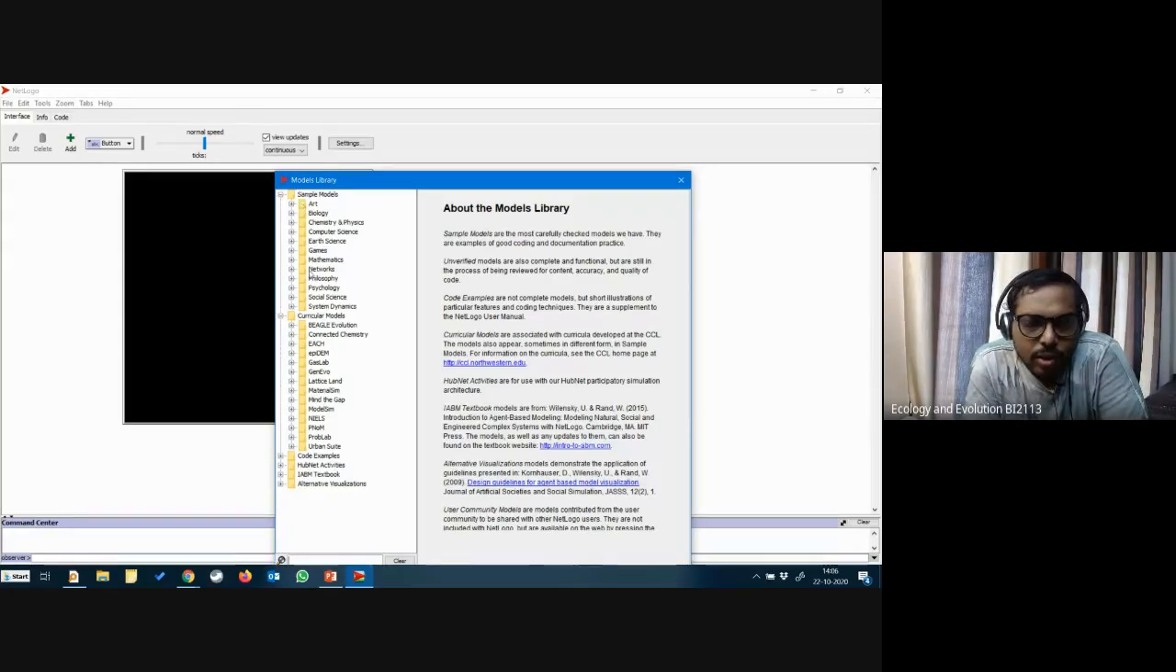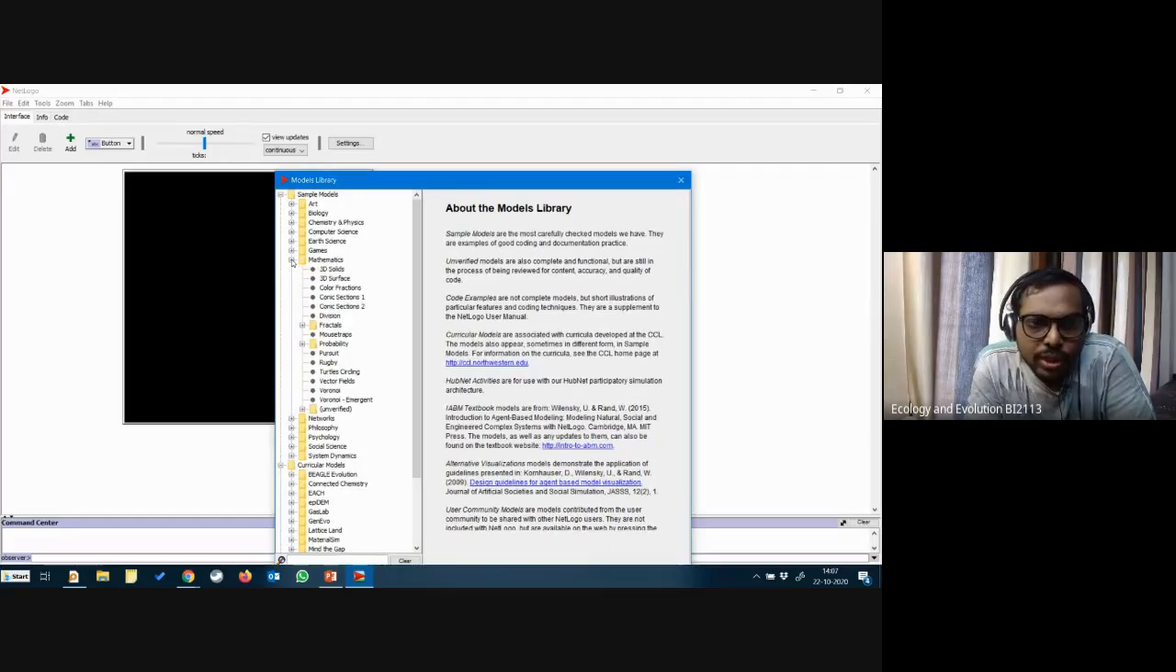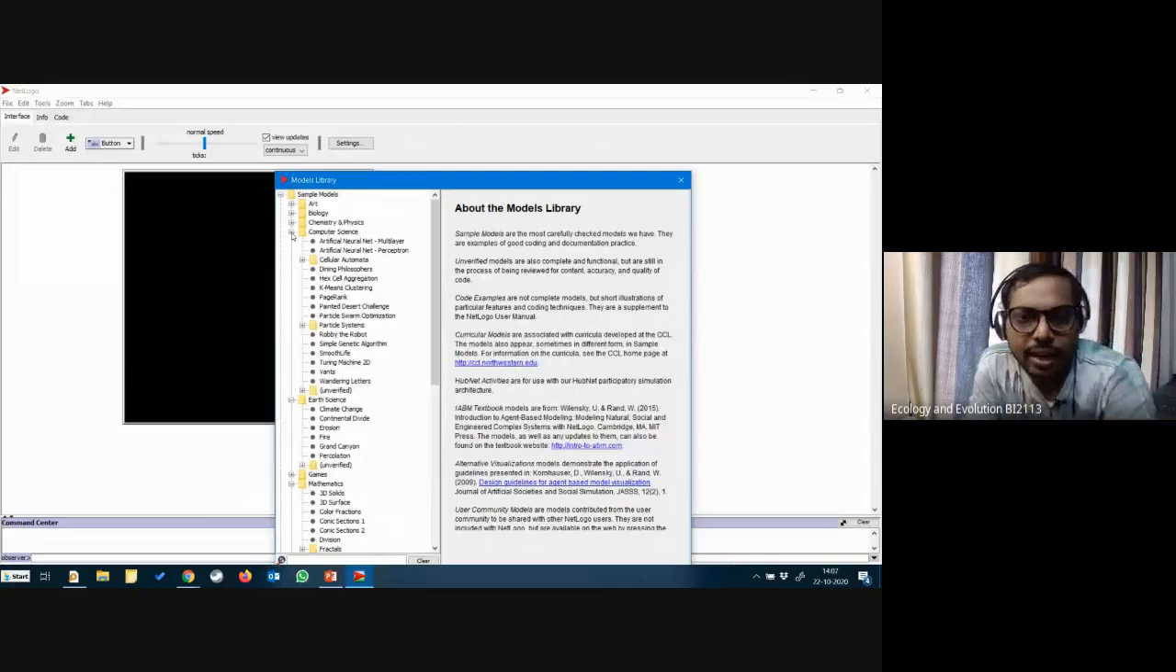and I don't know if you can read this or not, but on the left hand side, these folders are actually subject areas. It says art, biology, chemistry, physics, computer science, earth science, games, maths, networks, philosophy, psychology, social science, system dynamics, and so on. These are absolutely superb models, written explicitly for addressing certain areas in the curriculum. And if you go inside each one of them, you will find that each has many models inside each category.